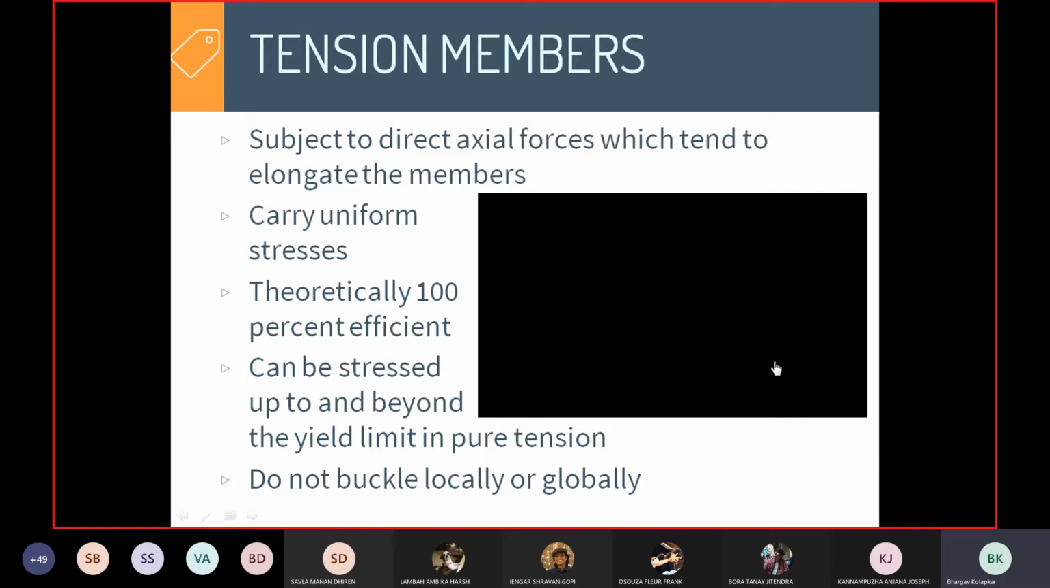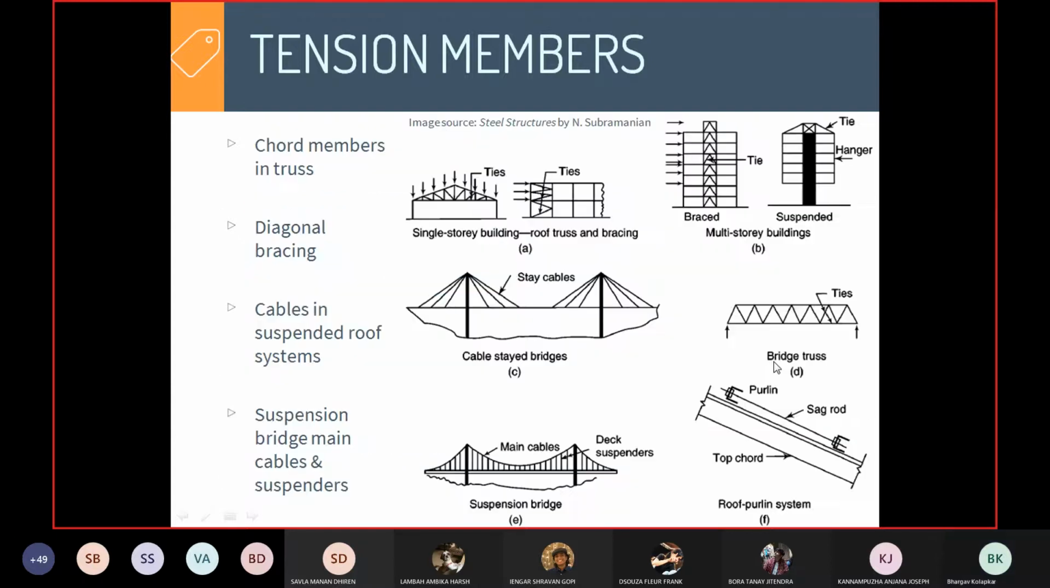Now, since the entire section is stressed, we can stress it up to the yield stress, and also we can go on to stress it further to the ultimate stress. And one advantage that we have in tension members over compression members is that tension members do not tend to buckle. Like we saw in compression members, if it's a slender compression member, it's going to buckle. That's not the case with tension members. So that's an add-on here.